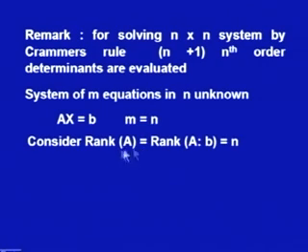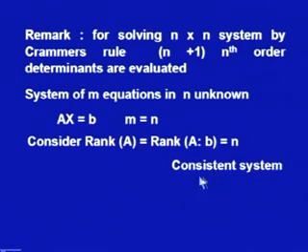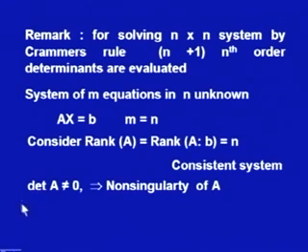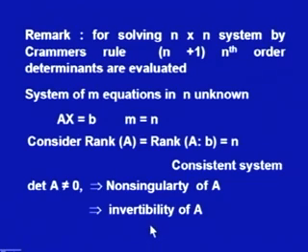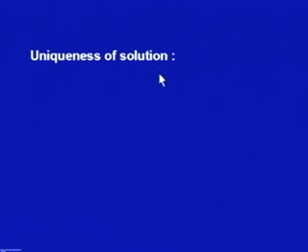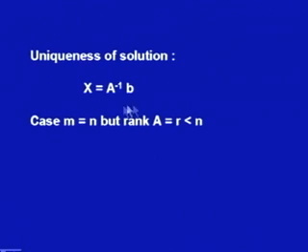So, first thing is there has to be consistency, only then we can talk about the solution of the system. Further, if this is equal to n, that means the matrix A is non-singular and the system is consistent. So, determinant A is not 0. So, this rank is equal to n means determinant A is not 0. So, non-singularity of A is there, and this implies invertibility of A, and that implies the uniqueness of solution. So, this means x is equal to A inverse b is the unique solution of the system Ax is equal to b. This is the case when m is equal to n.